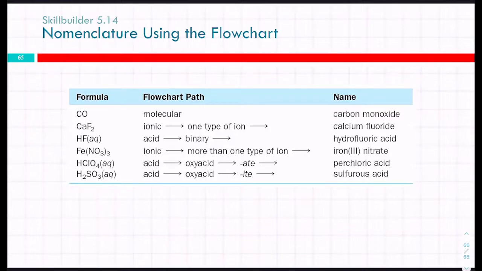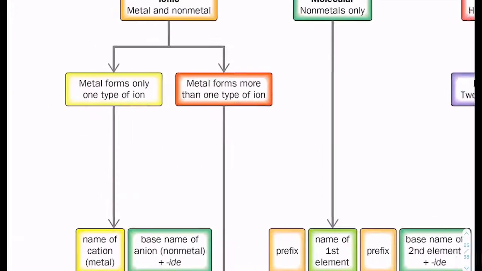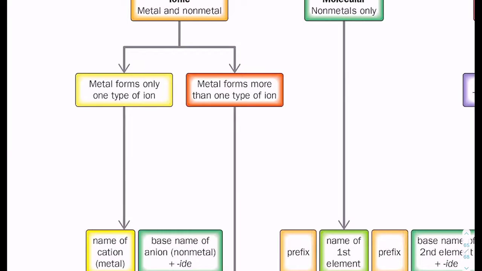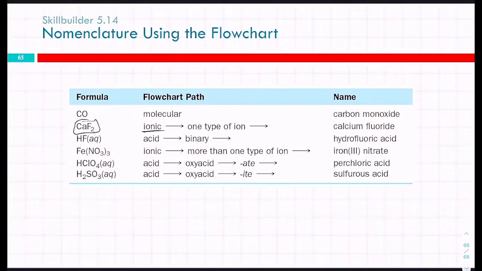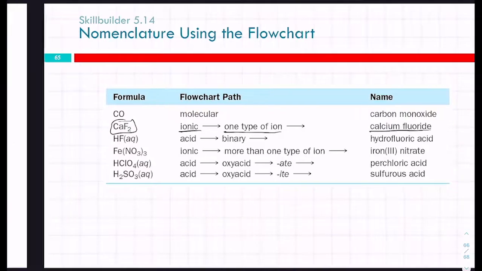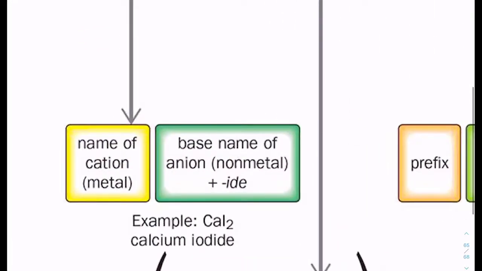So using this flow chart, you would look at your compound. You'd say that it's ionic, because ionic compounds, I'll have to adjust this so it doesn't cut off the top in the future, are formed from a metal and a nonmetal. So you would go over here and say, hey, calcium, fluorine, metal and a nonmetal. It's only one type of ion, because calcium is in column 2A. So then we can name it using that scheme, which is this one. It's the name of the metal cation plus the base name of the nonmetal plus IDE.